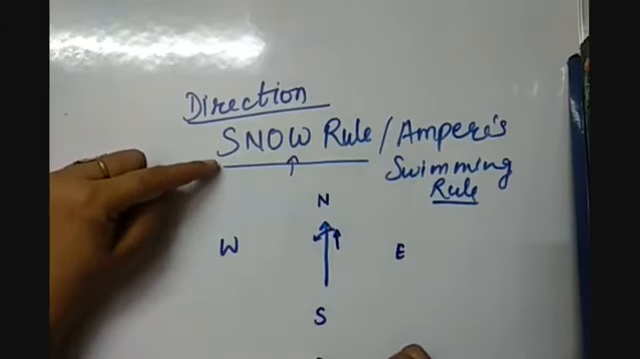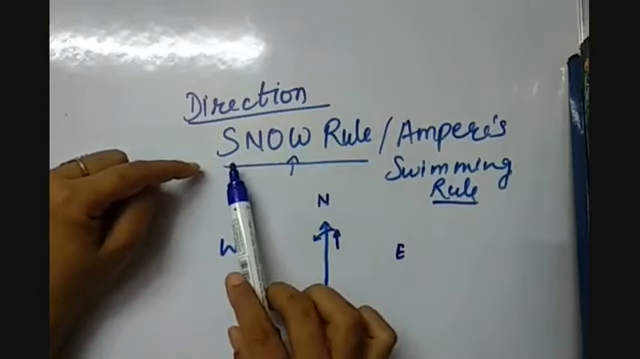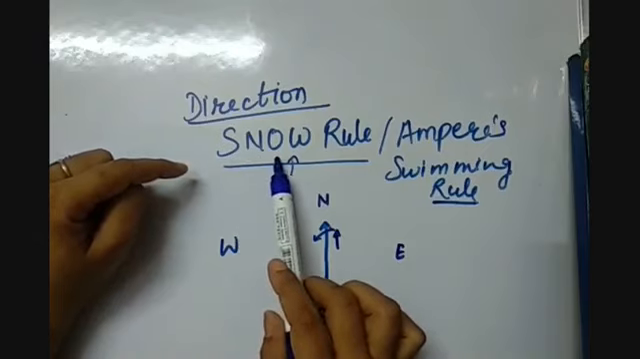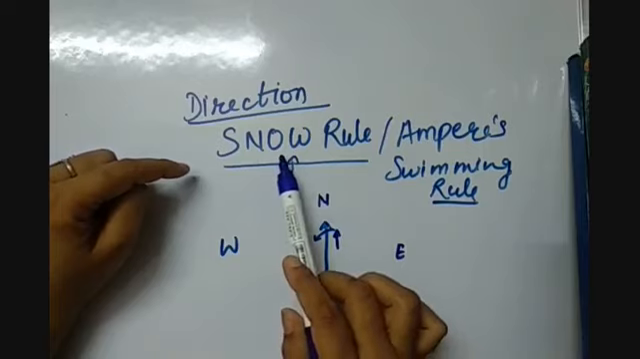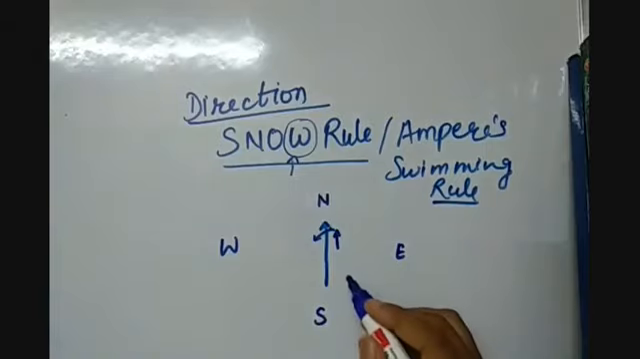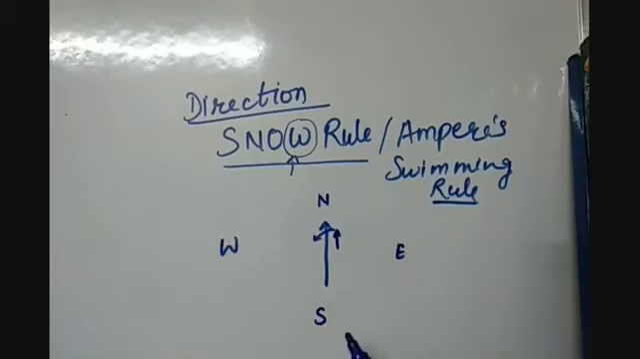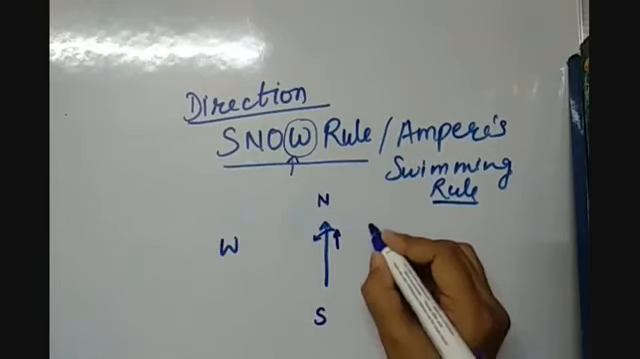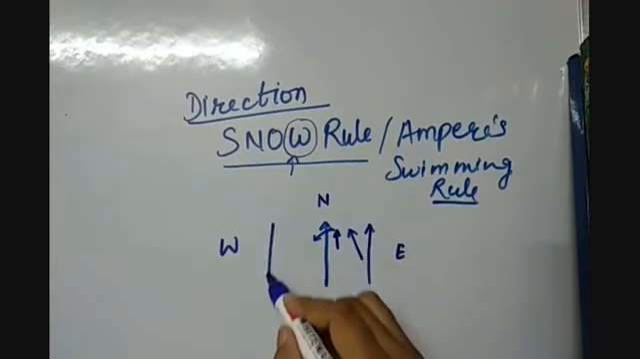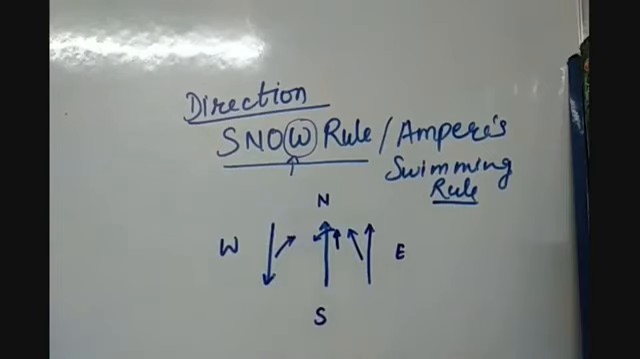Now understand the meaning of this. This rule says that when the current is flowing from south to north, with the conductor kept over the magnetic compass, the compass deflects towards west. And the reverse happens when the current changes its direction. So when the current is flowing from south to north, it deflects towards west, and when the current flows from north to south, it will deflect towards east.